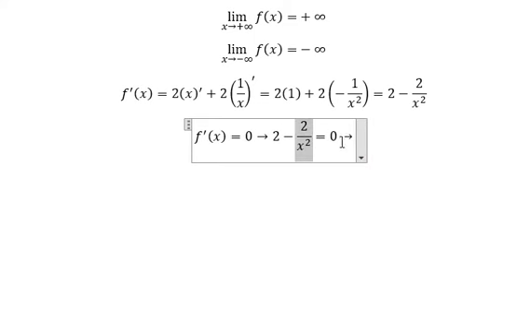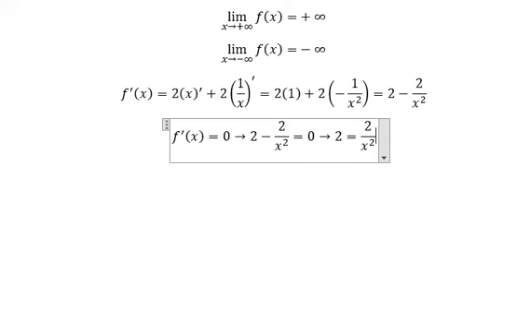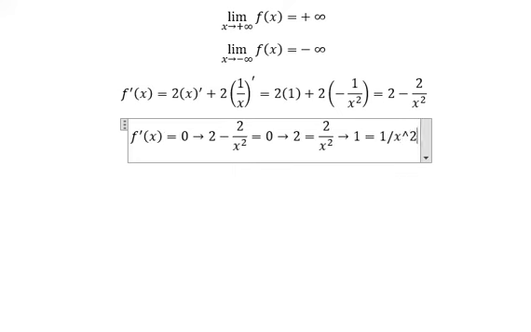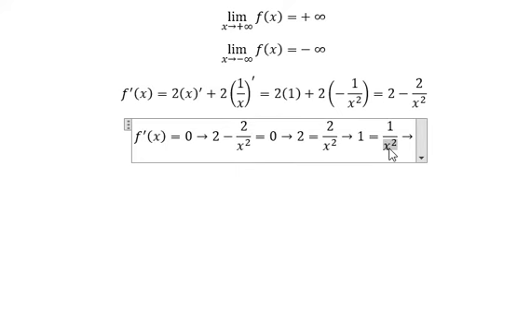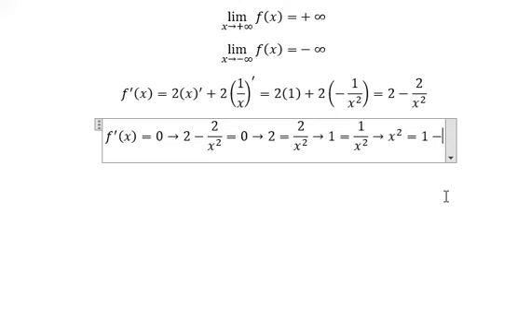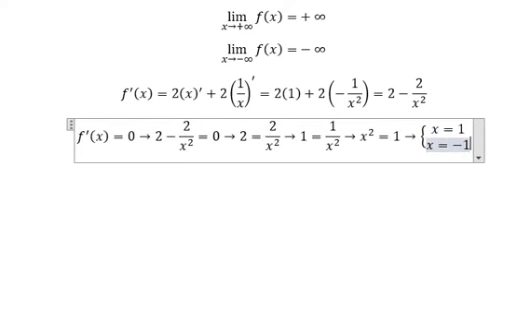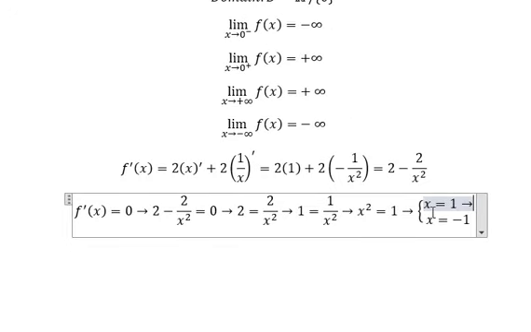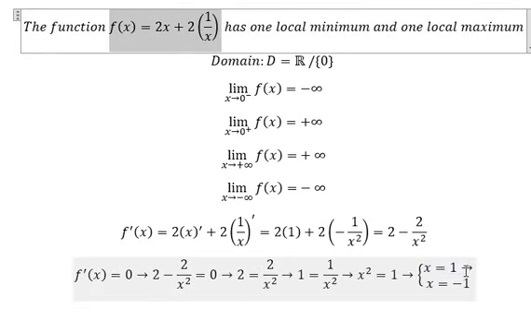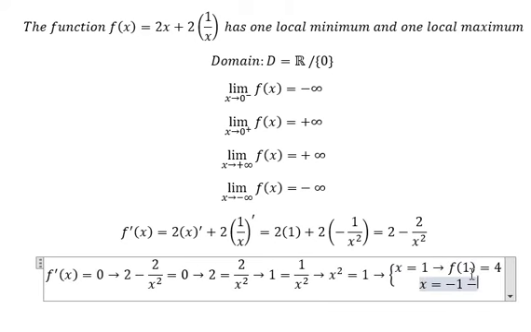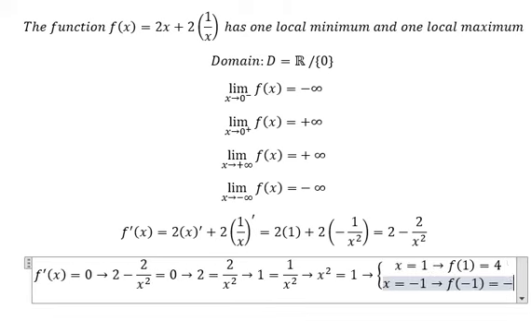So I will put this one to the right. After that, we divide both sides by number 2. Now I will put x squared to the left. After that, we take the square root of both sides. So we have x equals number 1 and x equals negative number 1. So we put number 1 back in here. So we have f of 1 equals number 4 and f of negative 1 equals negative number 4.